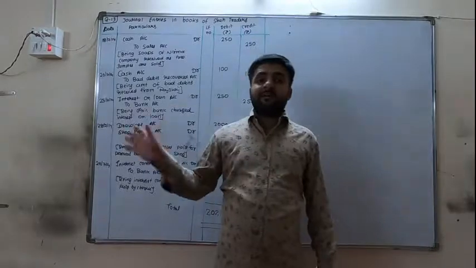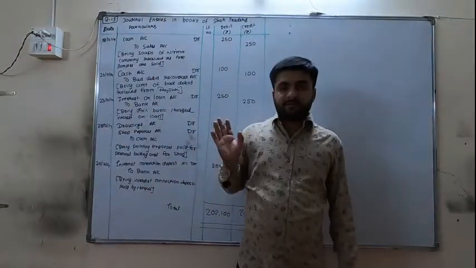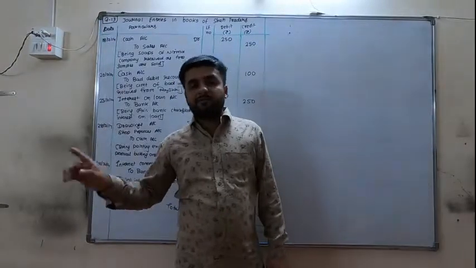We are selling the total goods on cash, so the effect of cash discount will be on the whole amount. We are selling the goods, goods are going out, sales credit.